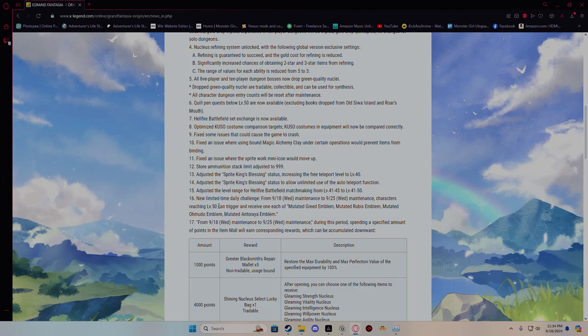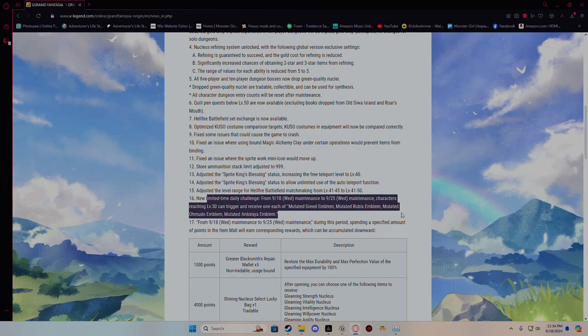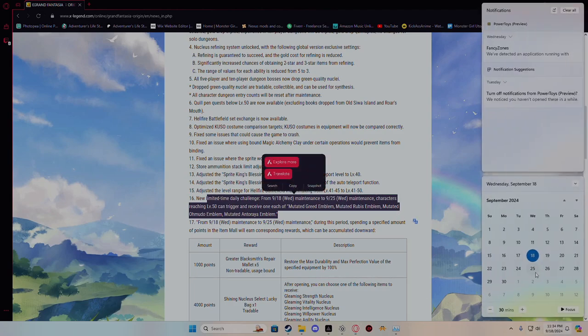Okay, next. New limited time daily challenge. For main characters reaching level 50, you will now receive a greed emblem. Oh, you'd actually just receive a straight up emblem. Okay. And you have to do this before the 25th. Okay, me and Alice actually have to jump on that one.